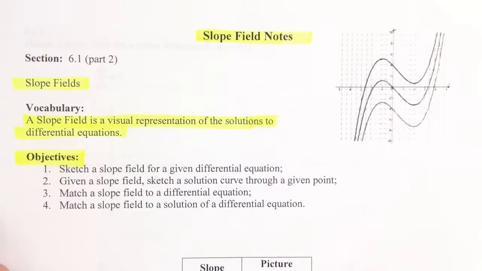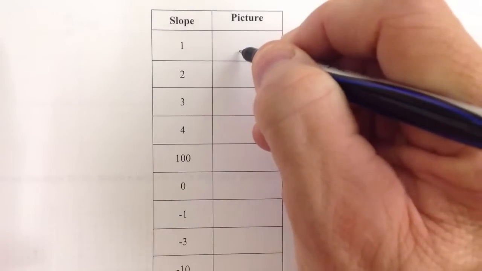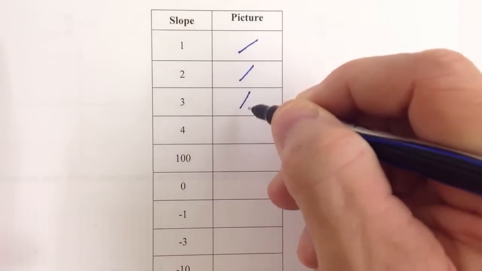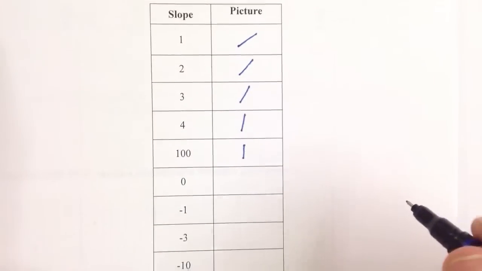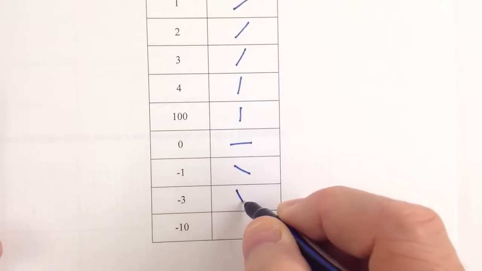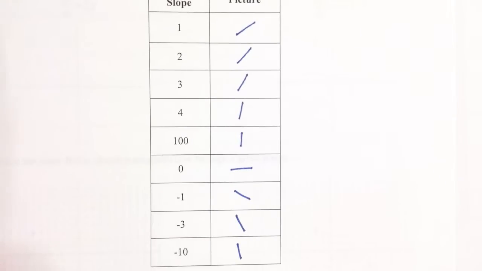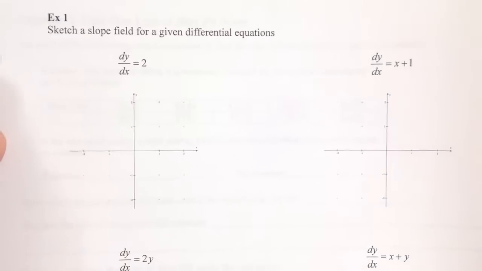First thing we've got to do though is make sure that we know how to draw slopes. The slope of 1 is a 45-degree angle, 2 is a little bit steeper, 3 is steeper, 4 is even steeper, and 100 is almost vertical. And then a slope of 0, a slope of -1, a slope of -3, a slope of -10. If you can do that, you can create a slope field. So let's take a look and see how it works.